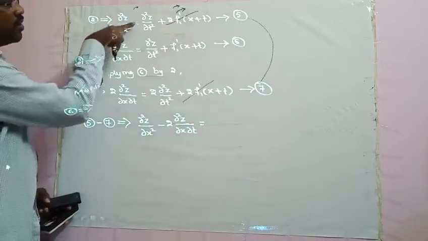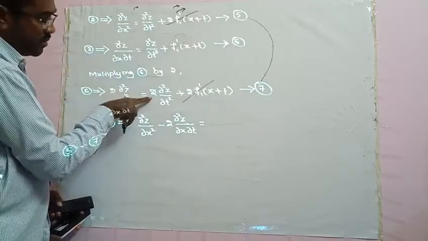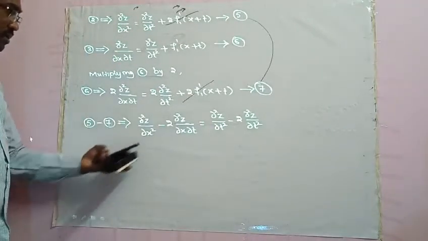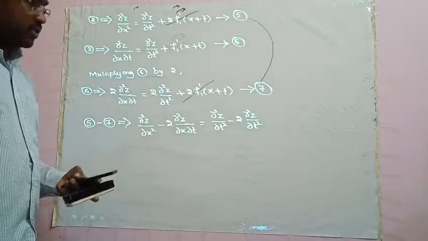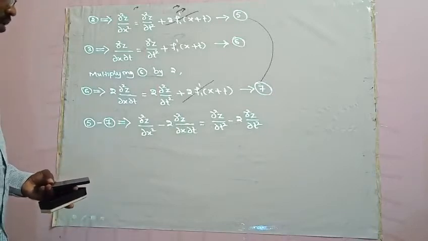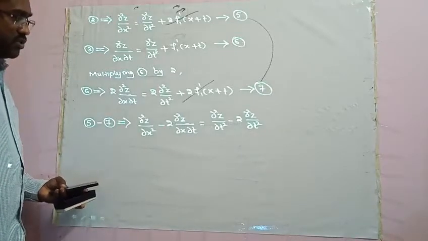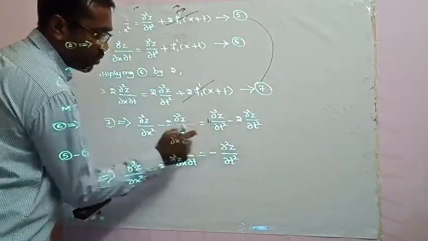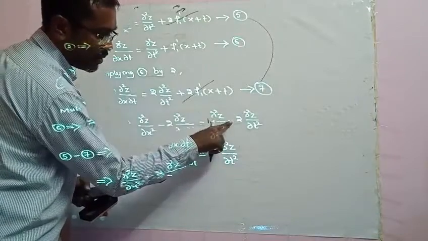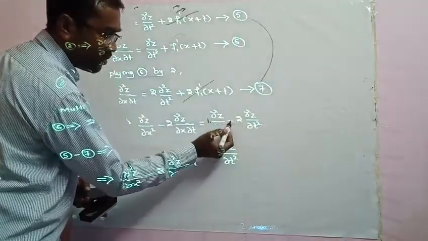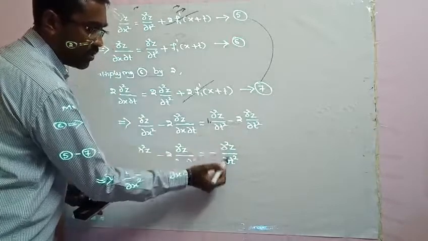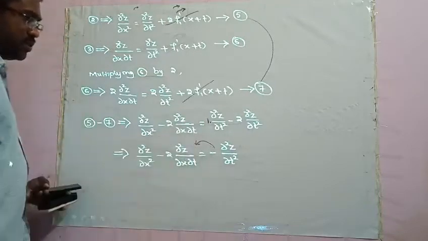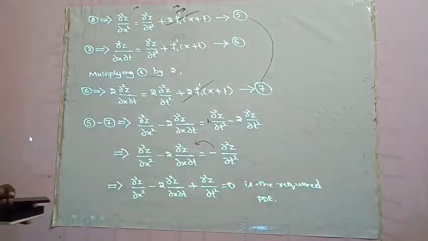What remains is dou square z by dou t square minus 2 times dou square z by dou t square. So in this equation we don't have any arbitrary function. We have almost eliminated all the arbitrary functions. Now if you simplify here, dou square z by dou t square minus 2 times dou square z by dou t square will give minus 1 time dou square z by dou t square. Even these two, if you take to the RHS, what you get is the required PDE.